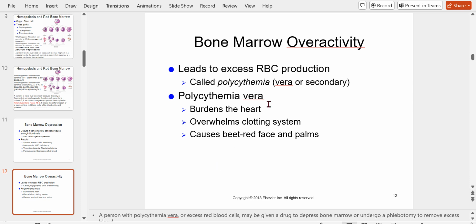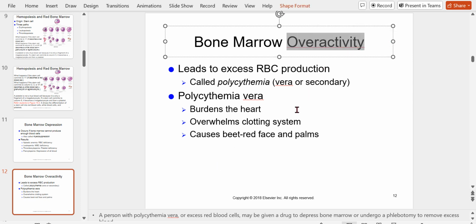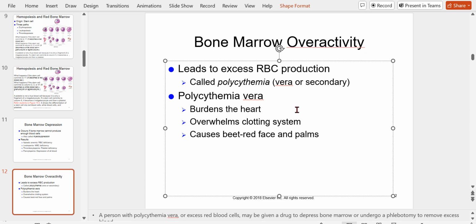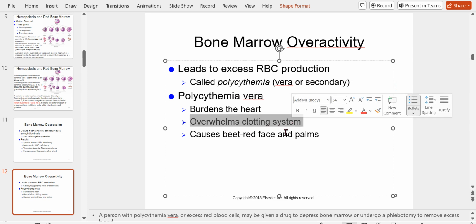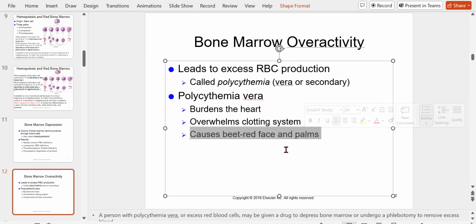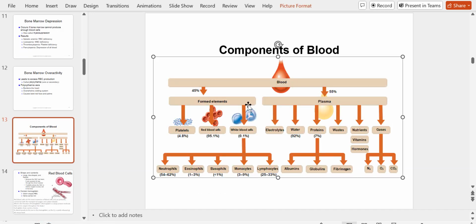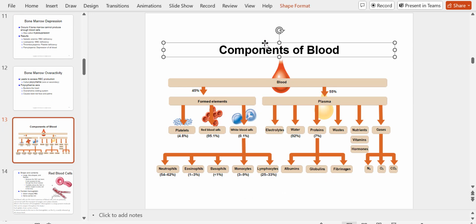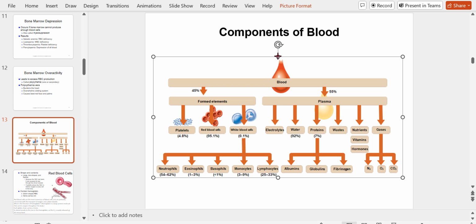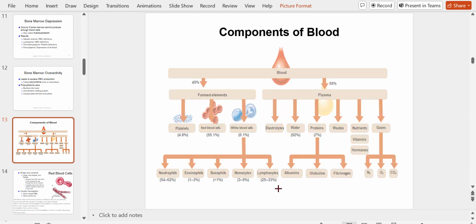On the other side of the coin, overactivity leads to excess RBC production, okay, called polycythemia, okay, can burden the heart, overwhelm the clotting system. And generally if somebody exhibits this characteristic, they will have a beet red face or palms, overproduction. Just components of the blood itself. I don't want to go too crazy into this, but you guys can have a look for sure.